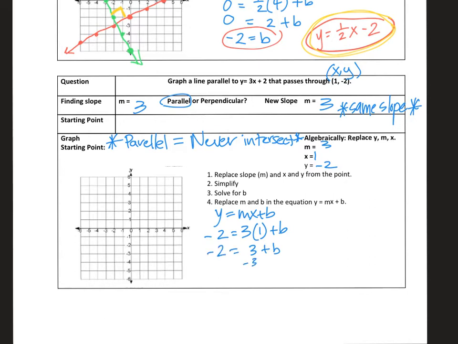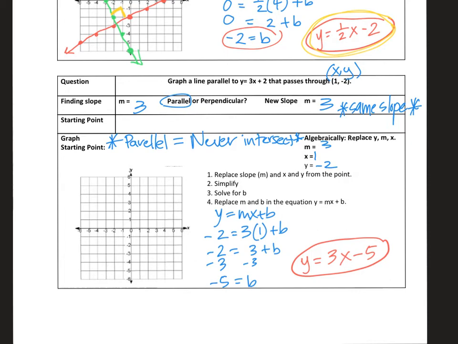So I'm going to subtract 3, and so I get b equals -5. Okay, so now I'm going to plug this into my slope-intercept form, and so I have y equals 3x minus 5. So that is the equation of this parallel line. Let's go ahead and graph it.